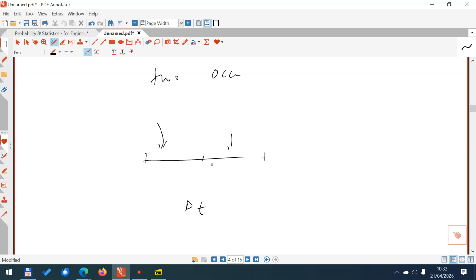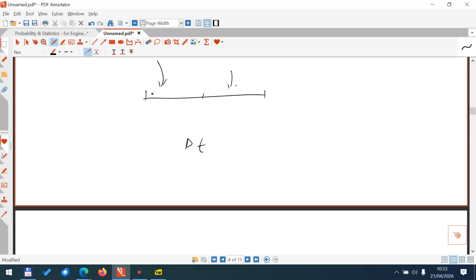And because they're independent, it will be lambda times delta t by 2, for example. Let's say this is half. And again, lambda times delta t by 2. And then I have to multiply. Why? Because of independence. So what do I get here? Lambda squared delta t squared by 4. And if delta t is small, delta t squared will be extremely small. So that's why it is negligible.